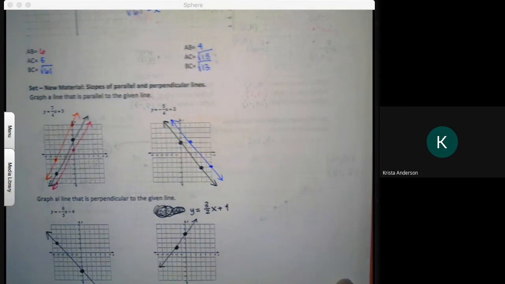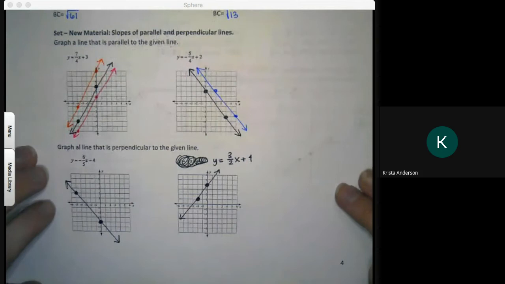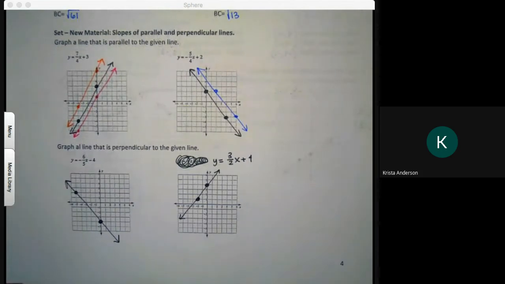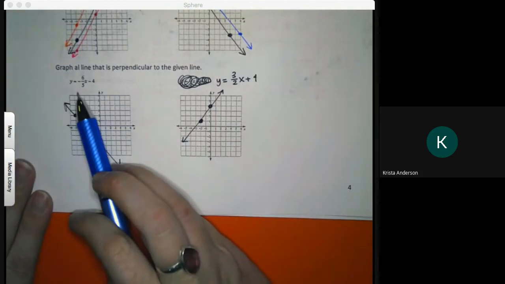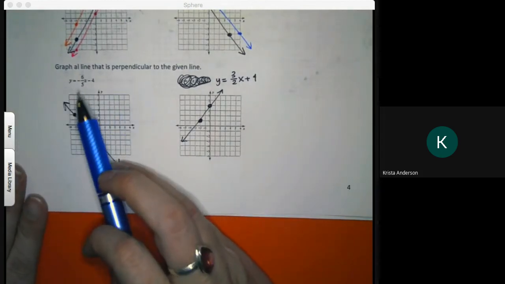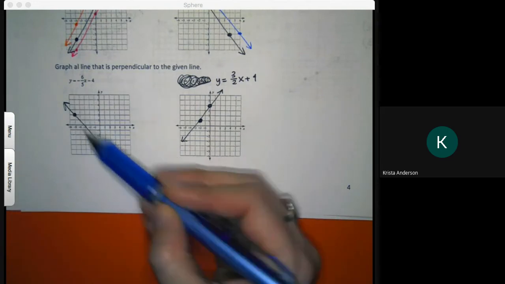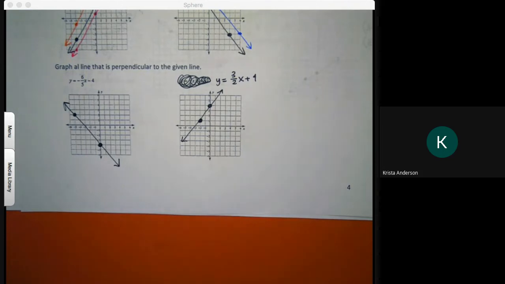Are there questions on graphing parallel lines? No? Perpendicular is where it gets a little bit tricky. On your assignment, they will not give you these equations. These equations will not be given. So what you'll have to do is find 2 intersecting points that are on whole numbers, and you will need to count.